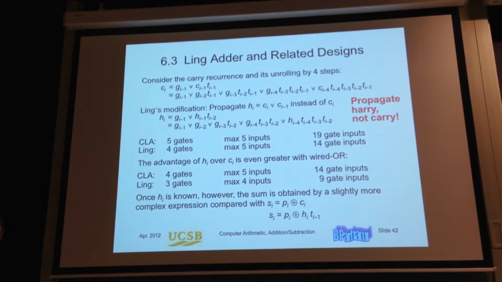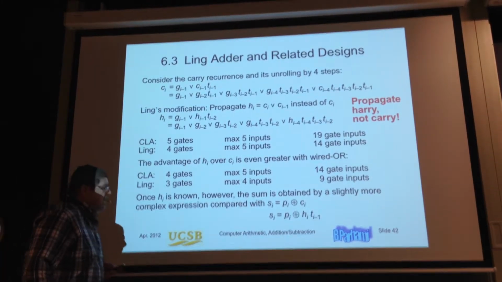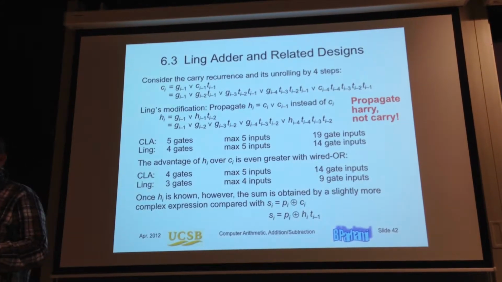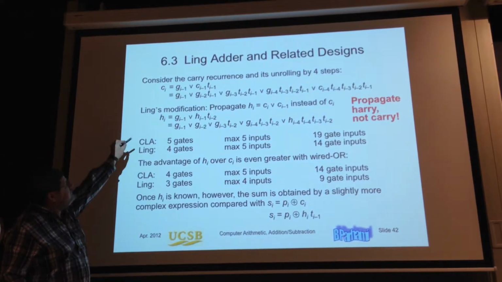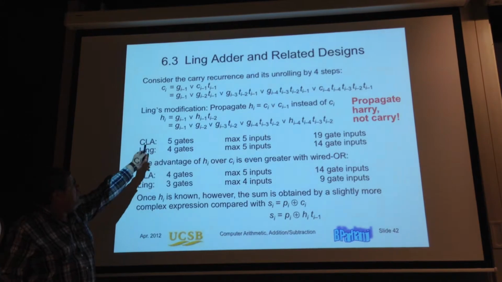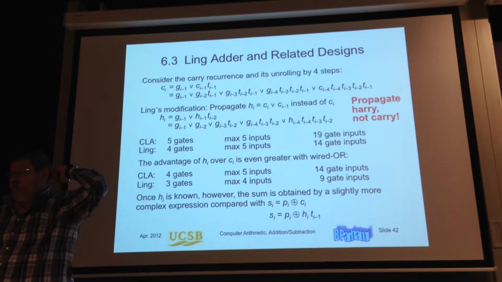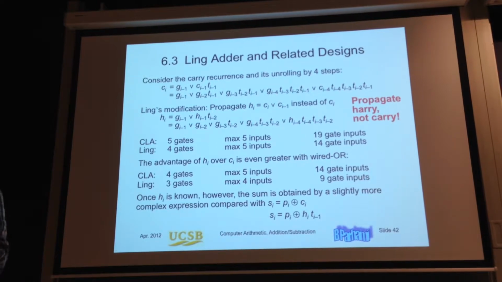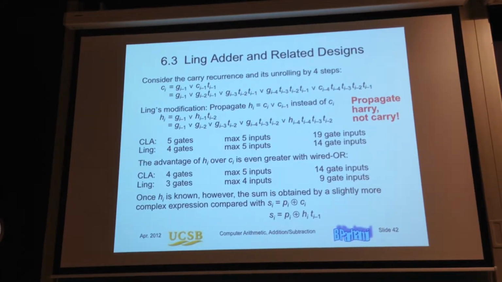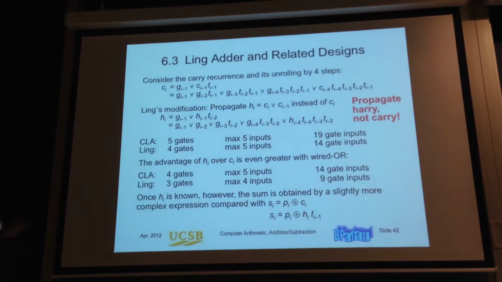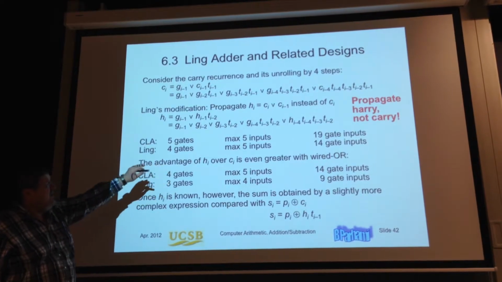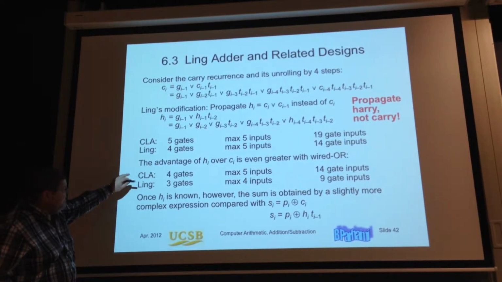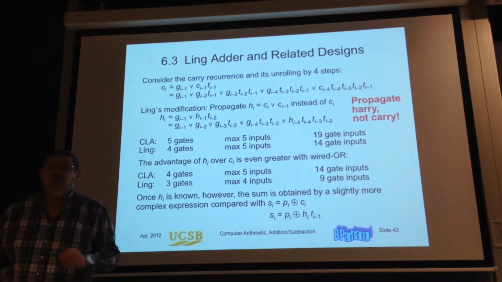Now, if you do that and you play with some Boolean algebra, which I'm pretty sure you enjoy, what you obtain is a simpler implementation of the look-ahead stuff. Then, if you do these substitutions, this is the implementation of a carry look-ahead block, which is now propagating a Harry and not a carry. And those equations are simpler. Then you see, you save on gates, and you save on maximum gate fan-in, and you even save a lot more if you use what is called wired OR.